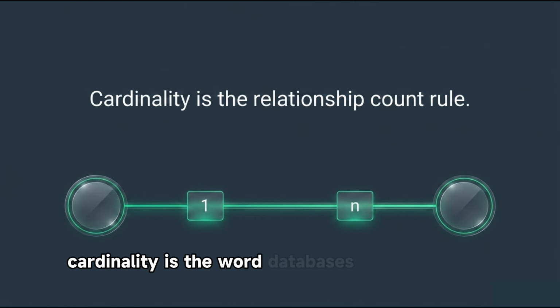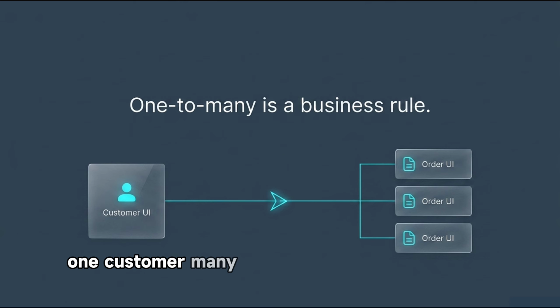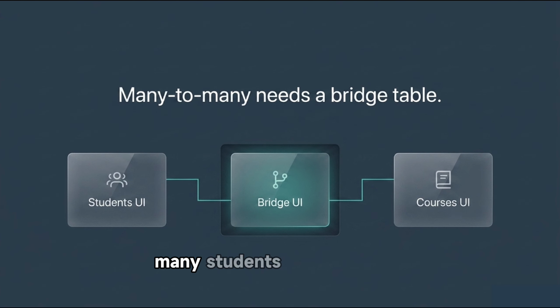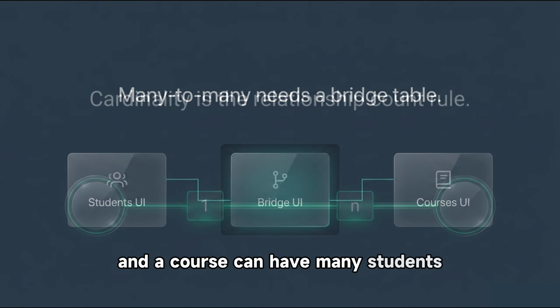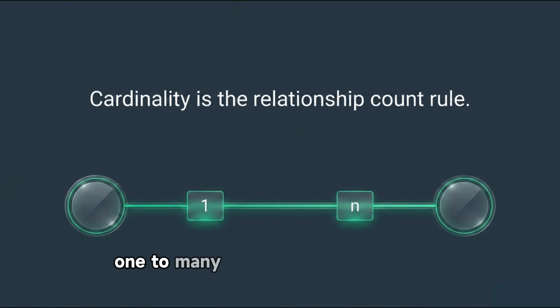Cardinality is the word databases use to describe how many of one thing can relate to how many of another. One customer, many orders. One order, one invoice. Many students, many courses. A student can take many courses, and a course can have many students. Each of these describes a different cardinality. One to many. One to one, many to many.